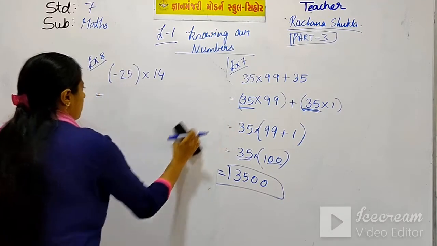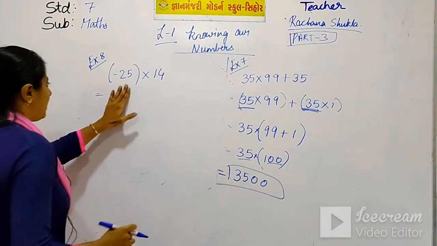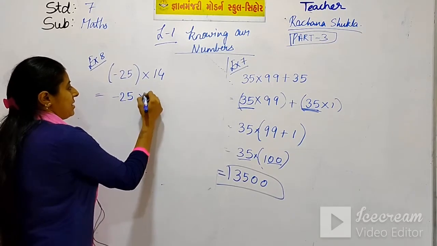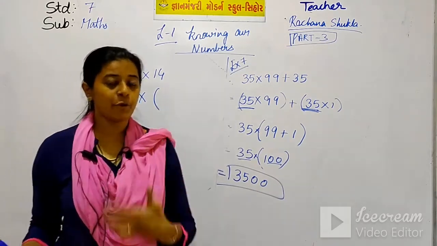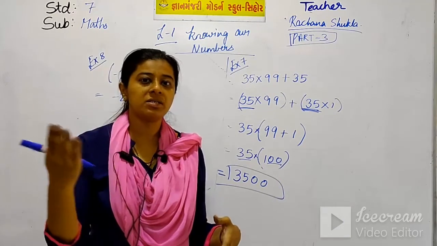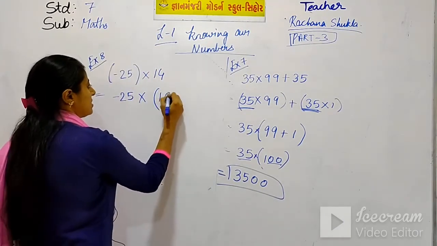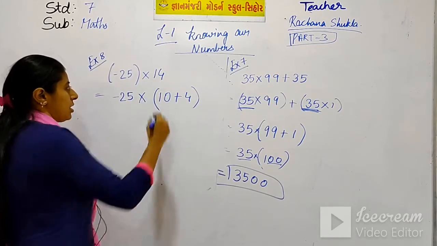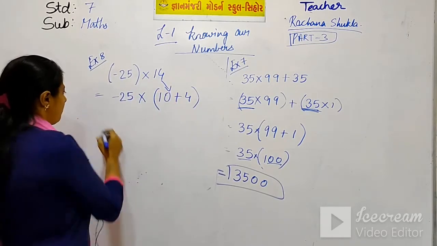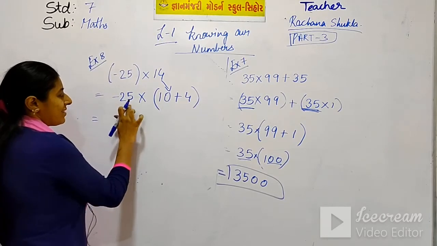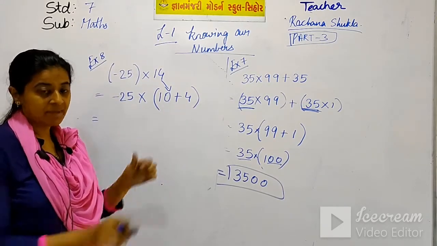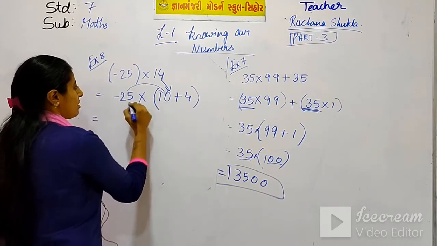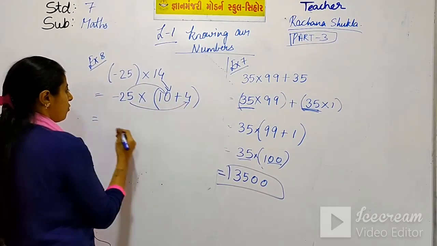Minus 25 will be as it is. 14 means 10 plus 4. What does 14 mean? 10 plus 4. 10 plus 4 is 14. So split 14. Now this is your mother. These are two children. This is mother and two children. So 25 into 10 and 25 into 4.